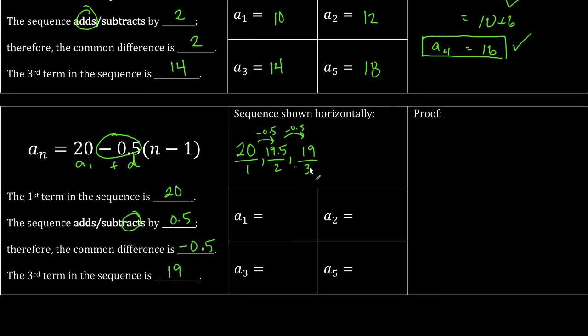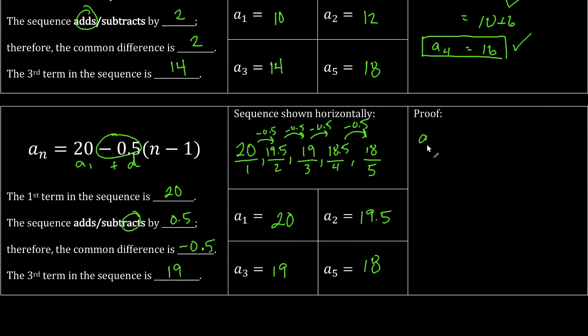Remember, these aren't fractions. I know they kind of look like fractions right now, but this 1 is the first term, second term, third term. So the first term is 20, the second term was 19 and a half, the third term was 19. It wants to know the fifth term. So minus 5/10, which is 18 and 5/10, and minus 5/10, which becomes 18. All right, let's prove it.